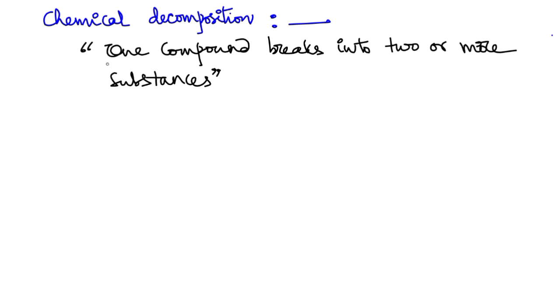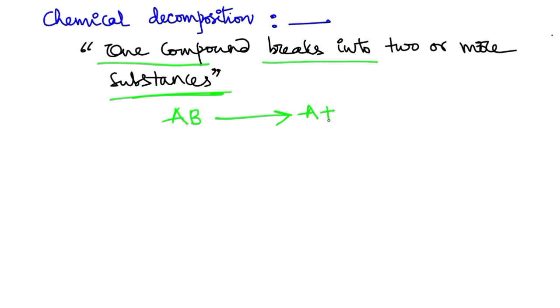Decomposition reaction. Here one compound breaks into two or more substances. Means if the reactant is 1 and the products will be 2 or more. Let us consider AB is the reactant. If it is a decomposition reaction, AB will become A plus B. So the reactant is 1 but the products are 2. This type of reaction is called decomposition reaction.